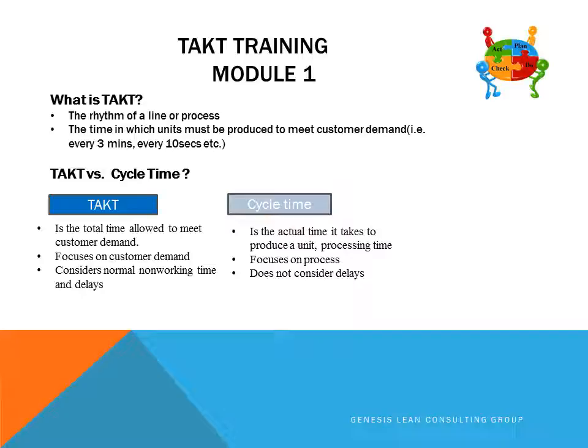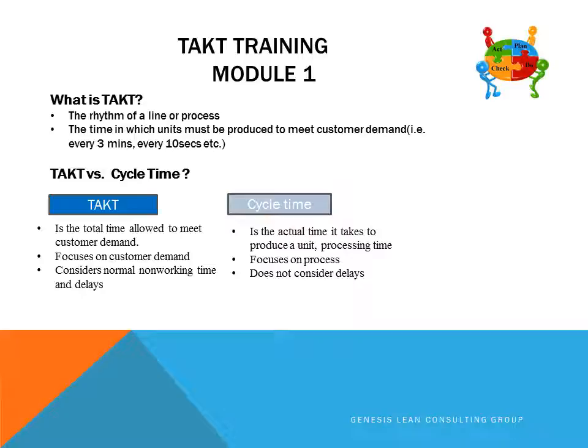Now, TAKT versus cycle time. First of all, let's look at TAKT. TAKT is the total time allowed to meet the customer demand. TAKT specifically focuses on customer demand, and it considers normal non-working time and delays in the calculation.